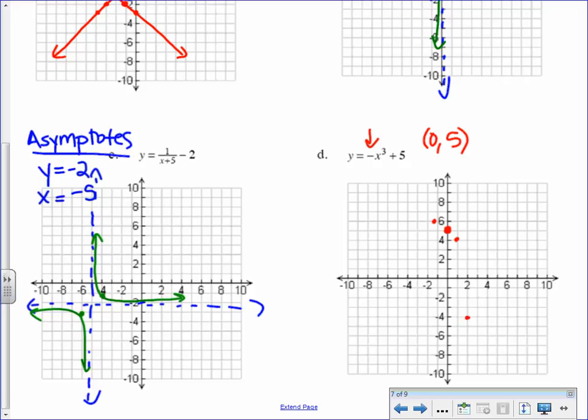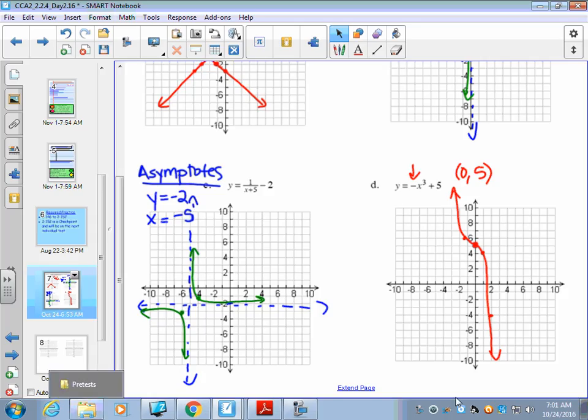And I can plot a couple of extra points. You see how now it's curving downward and then upward, making a nice S curve. And that is how we can graph transformed functions based off of h and based off of k.